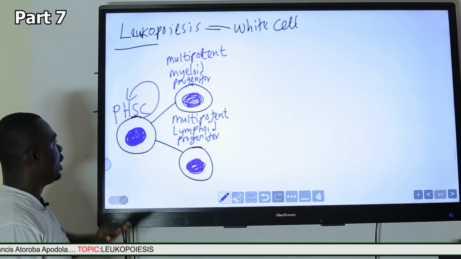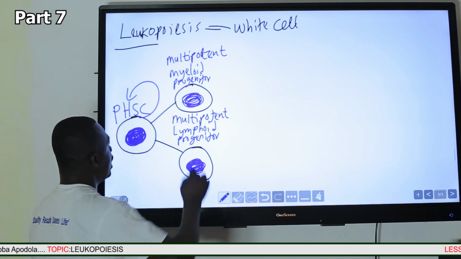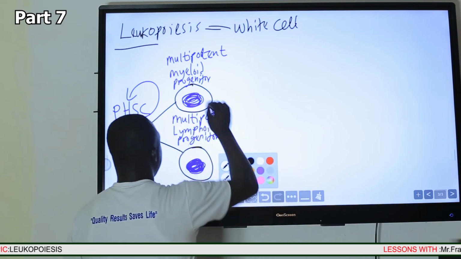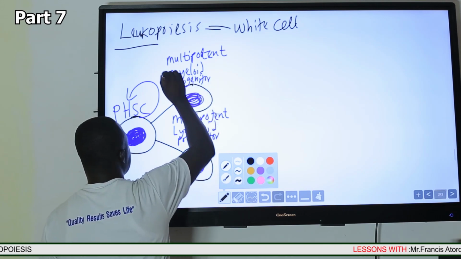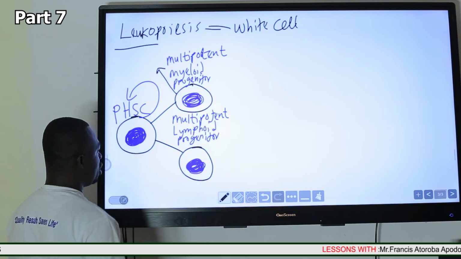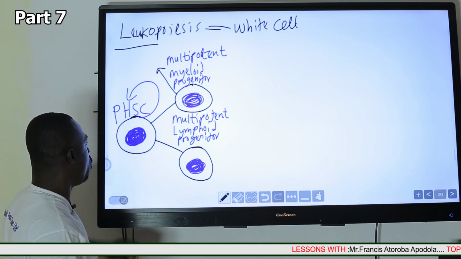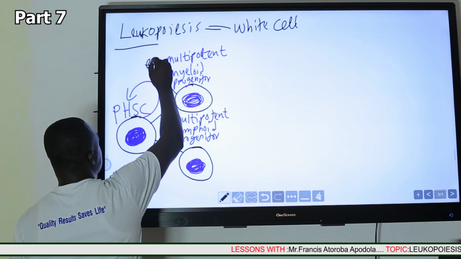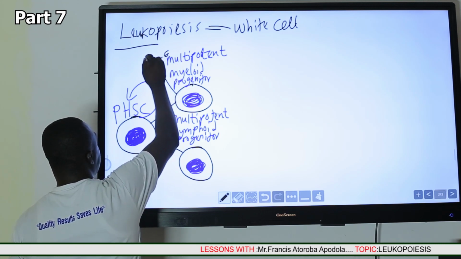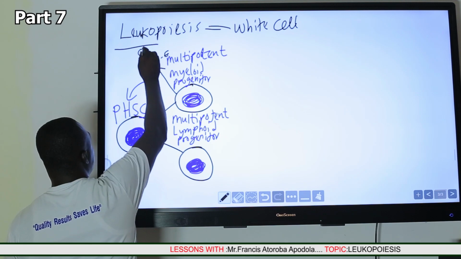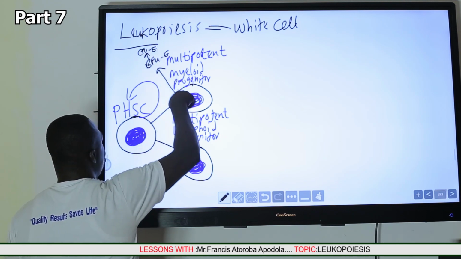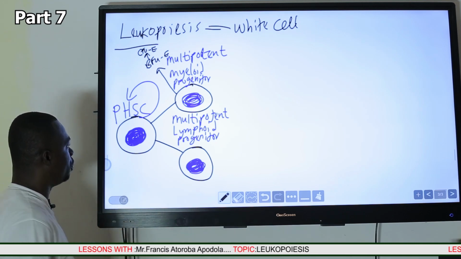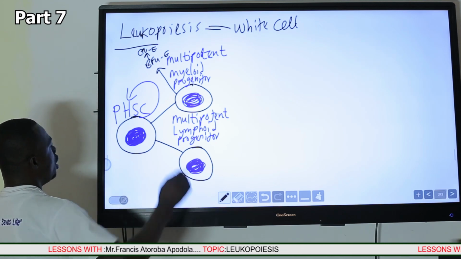So these multipotent myeloid progenitor stem cells will give rise to certain cells. This will undergo differentiation when the hormone erythropoietin binds to the myeloid progenitor stem cell. It will undergo differentiation to form the burst-forming unit erythroid, which will further undergo differentiation to form the colony-forming unit erythroid. All this is under the influence of erythropoietin, EPO, which is produced by the kidney.